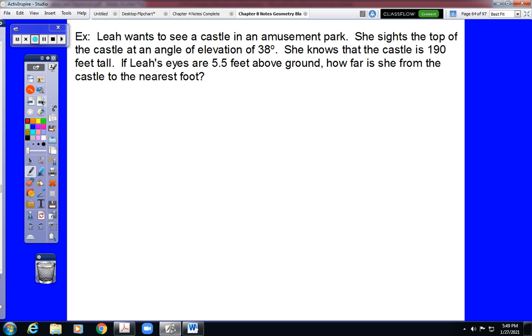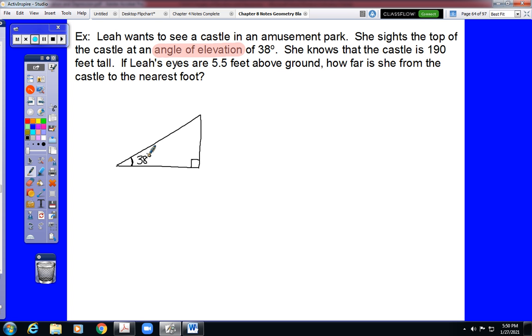She knows that the castle is 190 feet tall. If Leah's eyes are 5.5 feet above ground, how far is she from the castle to the nearest foot? So, again, the key words here are, this is an angle of elevation problem. That means that we draw the angle of elevation picture, which is just a right triangle. And this angle down here would be our angle of elevation, 38 degrees.